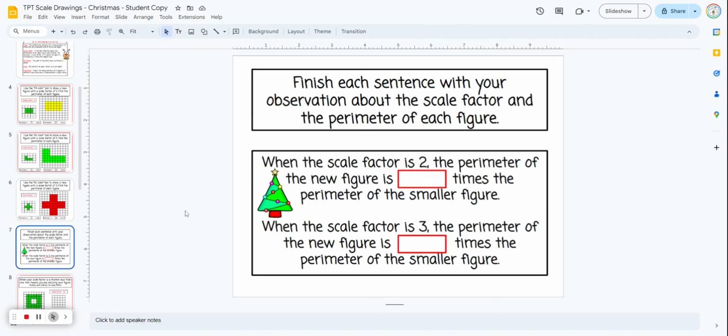So just as a recap on the next slide, when the scale factor is 2, the perimeter of the new figure is 2 times the perimeter of the smaller figure. When the scale factor is 3, the perimeter of the new figure is 3 times the perimeter of the smaller figure.